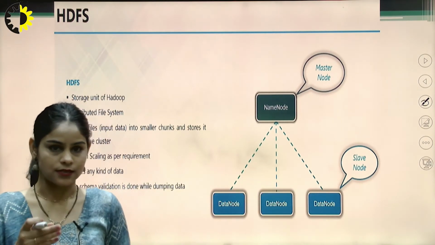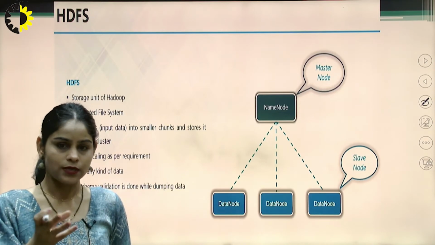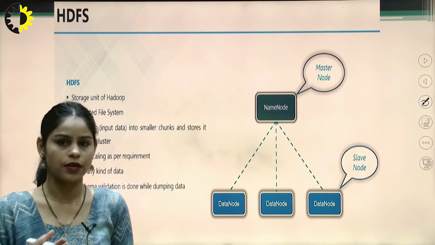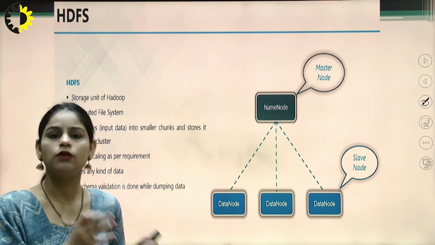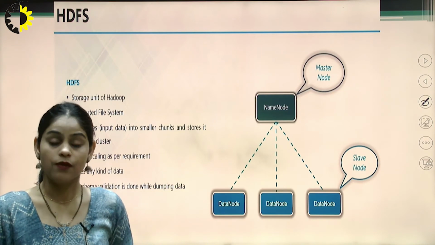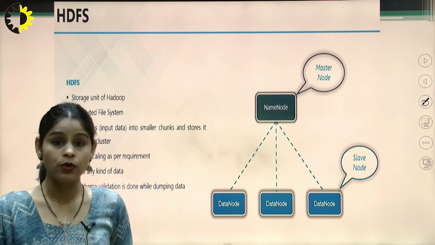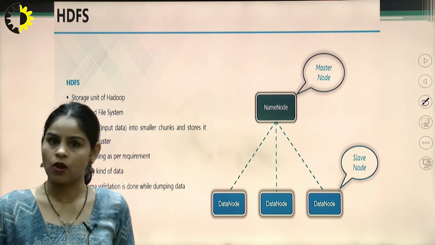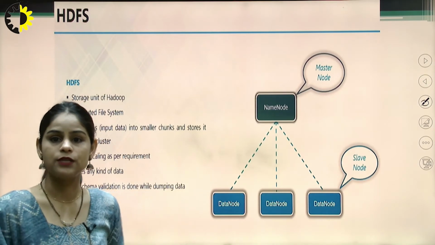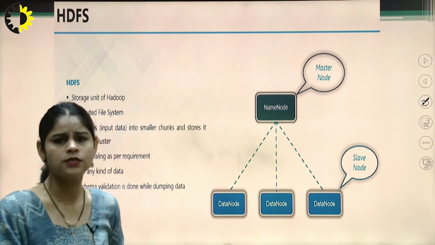Now, understand this. HDFS provides abstraction of resources to us. What is the meaning of abstraction of resources? Just like virtualization, it provides you a view that you are dumping or storing your data on a single machine or on a single device. But in the backdrop, what HDFS is doing is distributing that file into multiple components, into multiple subfiles, and then storing these subfiles on these data nodes. So it is providing abstraction of these resources to the user.